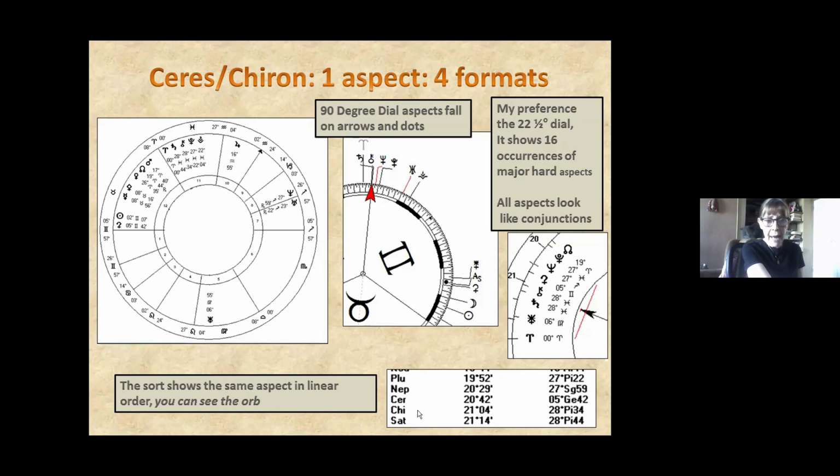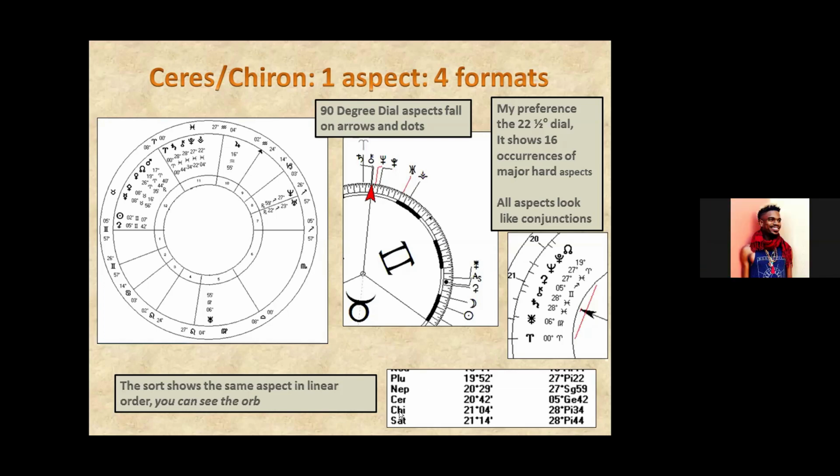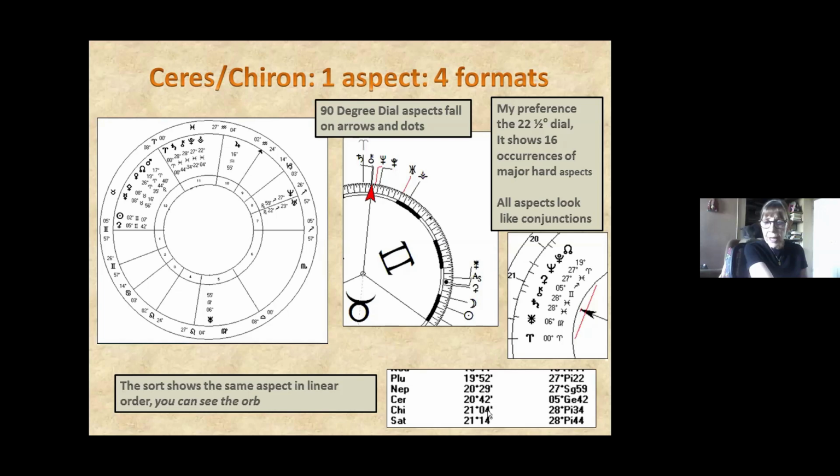Here's the same aspect in linear format. This is a sort, and the benefit of the sort, why we use them, is you can see the orb. We can see that the orb of Ceres and Chiron is 22 minutes. Here are the original positions, 5 of mutable and 28 of mutable, and we can see that there's only 22 minutes orb between that Ceres and Chiron. And that is going to be helpful when we see progressions, and we're going to see progressions very soon.